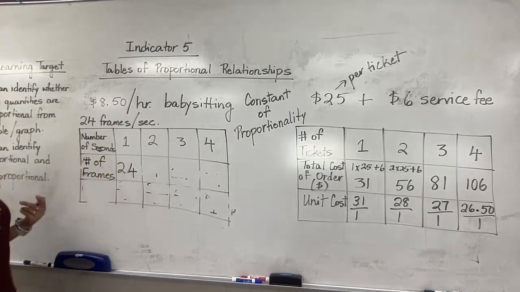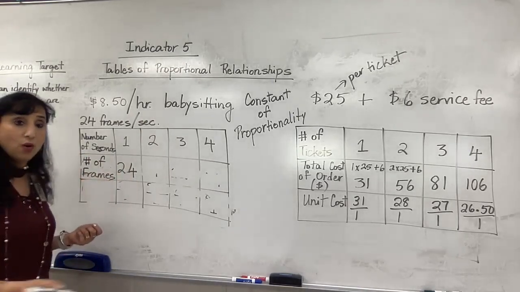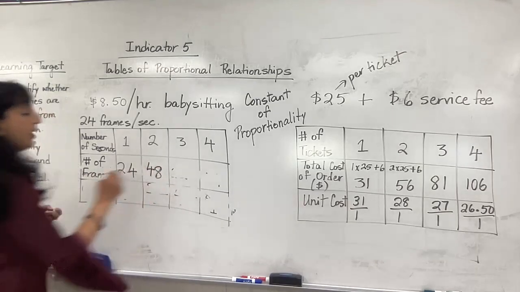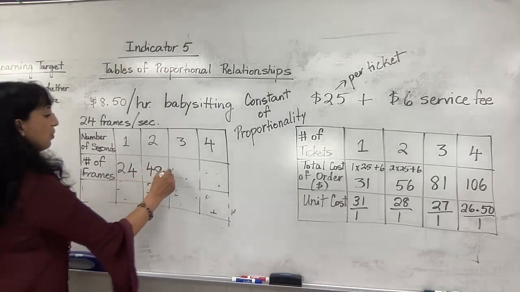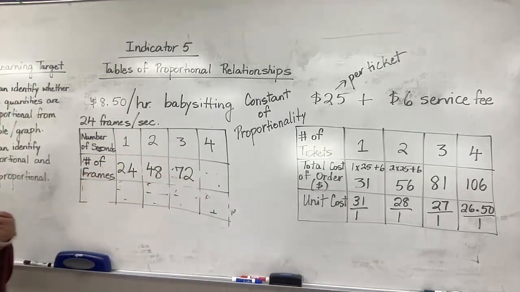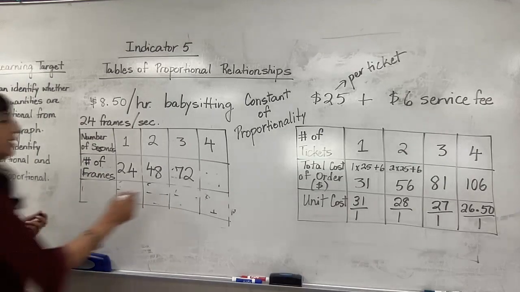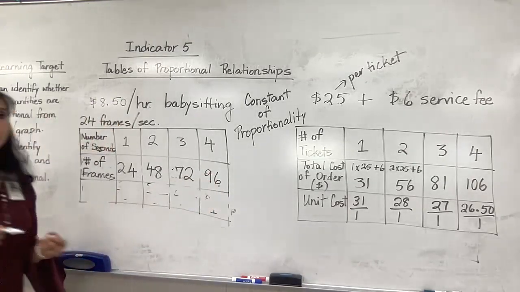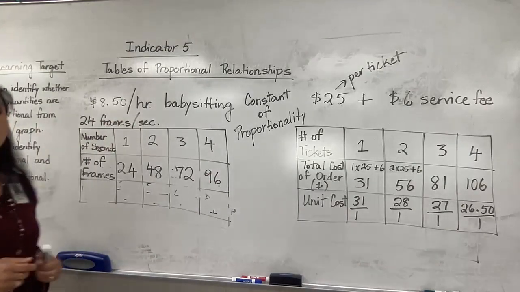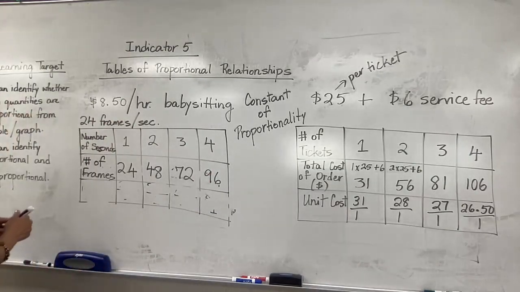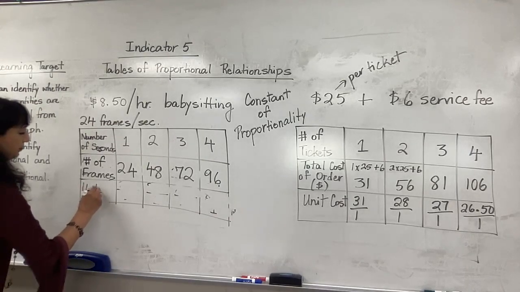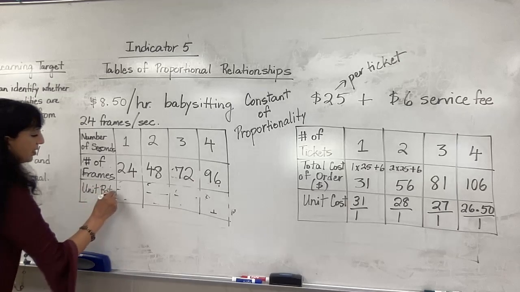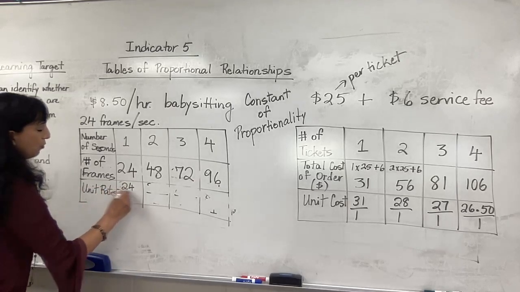In 2 seconds, I'm going to have 2 times 24, that gives me 48, right? In 3 seconds, I'm going to have 3 times 24, that gives me 72. In 4 seconds, I'm going to have 4 times 24, that gives me 96. So when I'm looking at this, all my simplest forms, my unit rates in all of them are going to be 24 over 1, right?